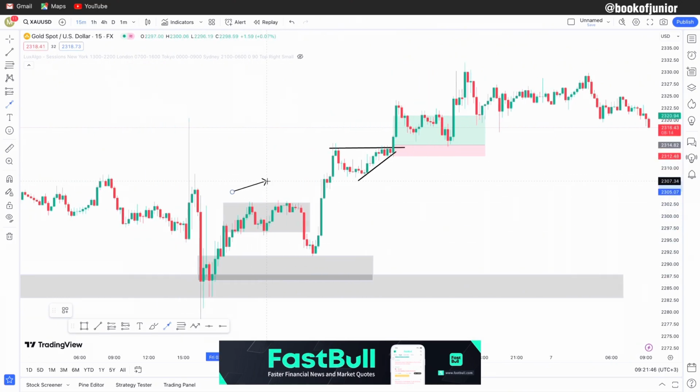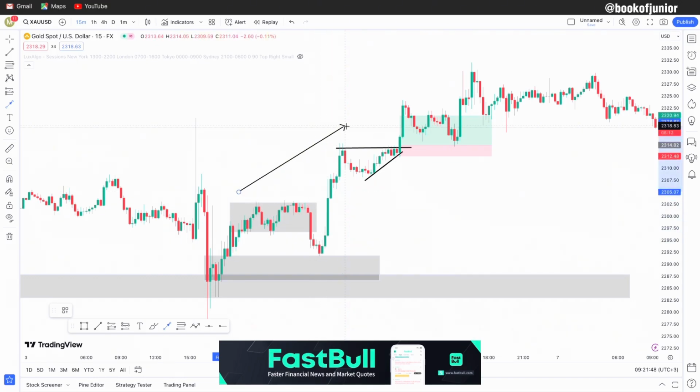So traders, this is how I was able to catch these big trades, 1 and 2, using demand and supply. Demand is the easiest way you can trade around the forex market, and it's also easy to interpret the markets.